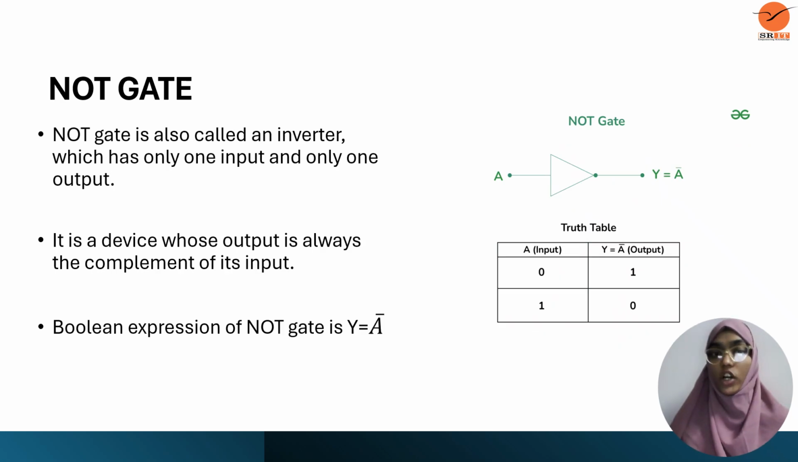Now let us see NOT gate. NOT gate is called an inverter, which can only have one input and one output. It is a device whose output is always the complement of its input. The Boolean expression of NOT gate is A complement or A bar. We can see the symbol of NOT gate, and in the truth table, when the input is 0, we'll get the output as 1, and when the input is 1, we'll get the output as 0.